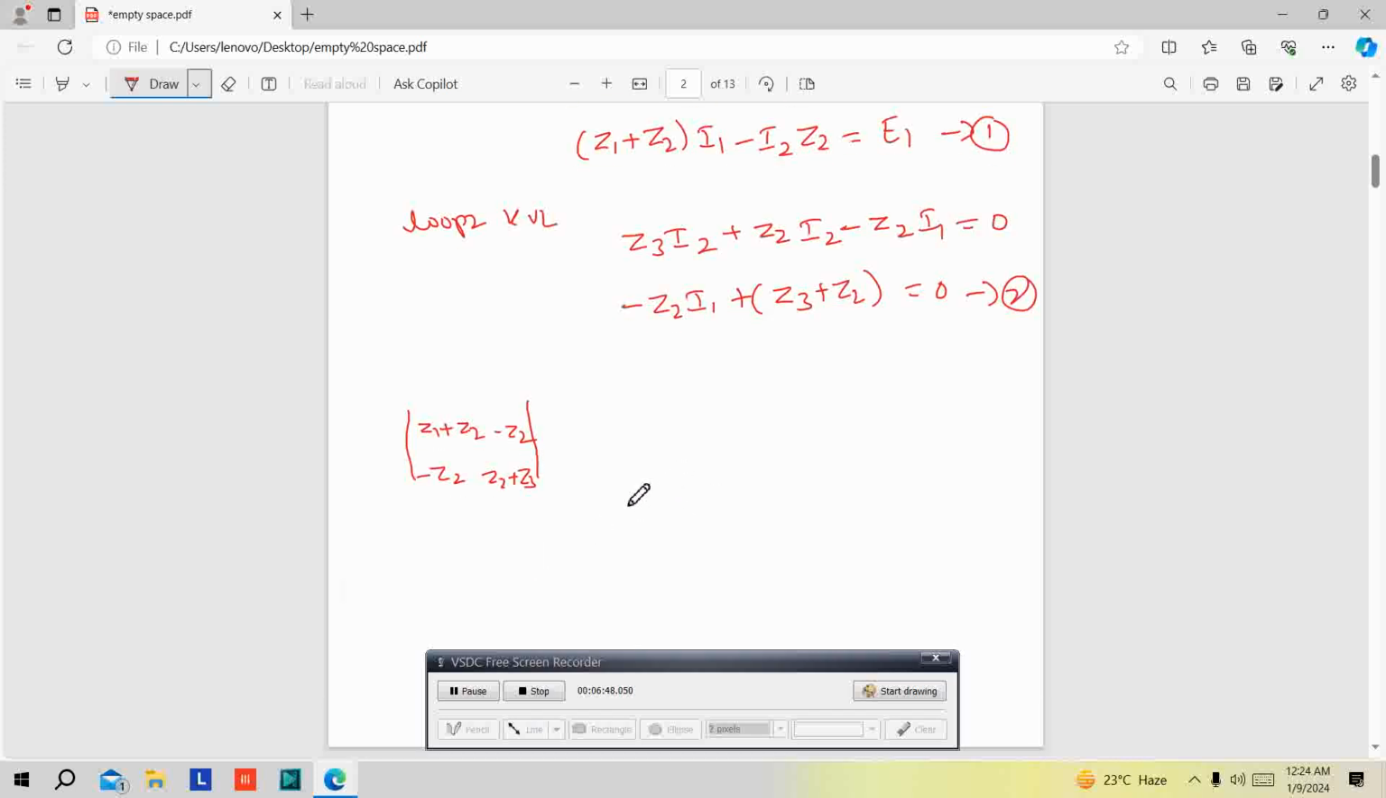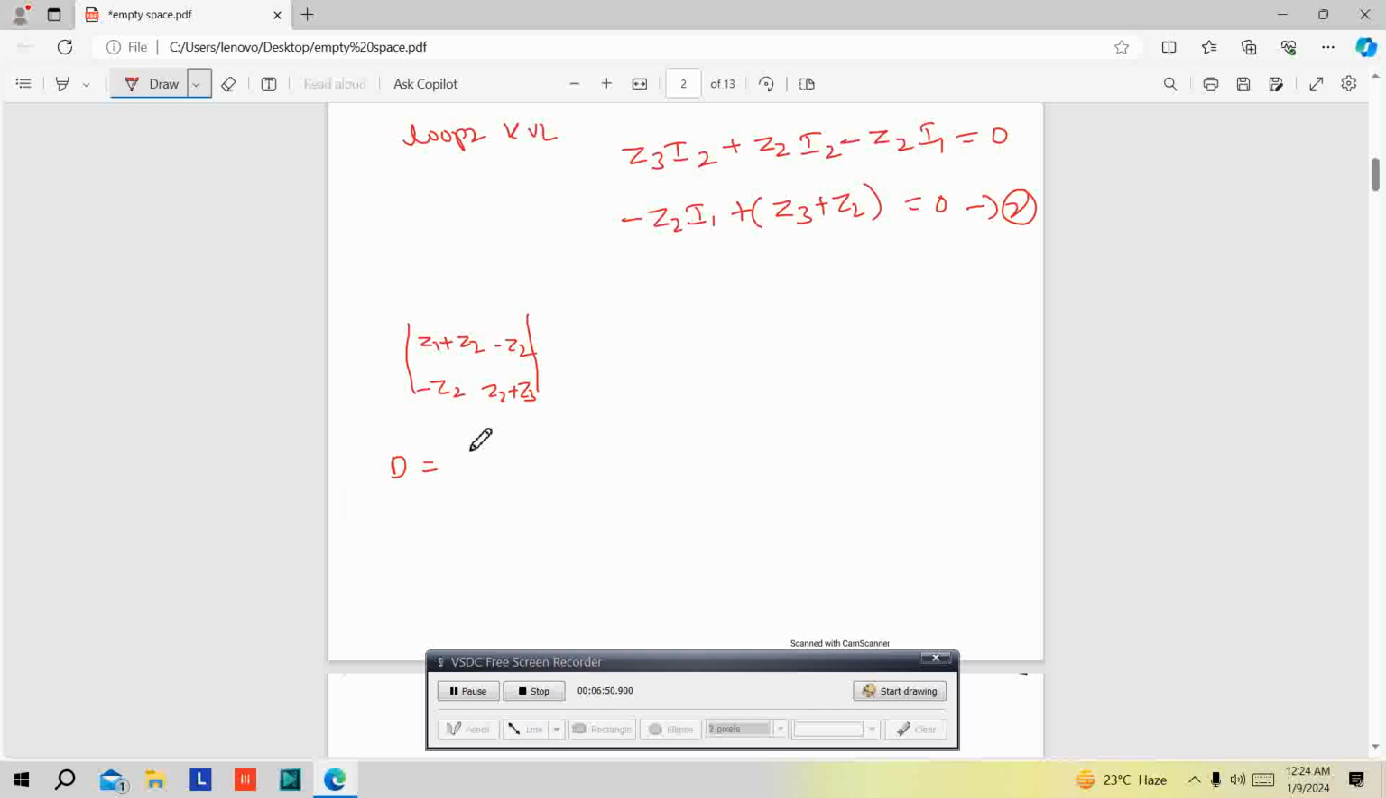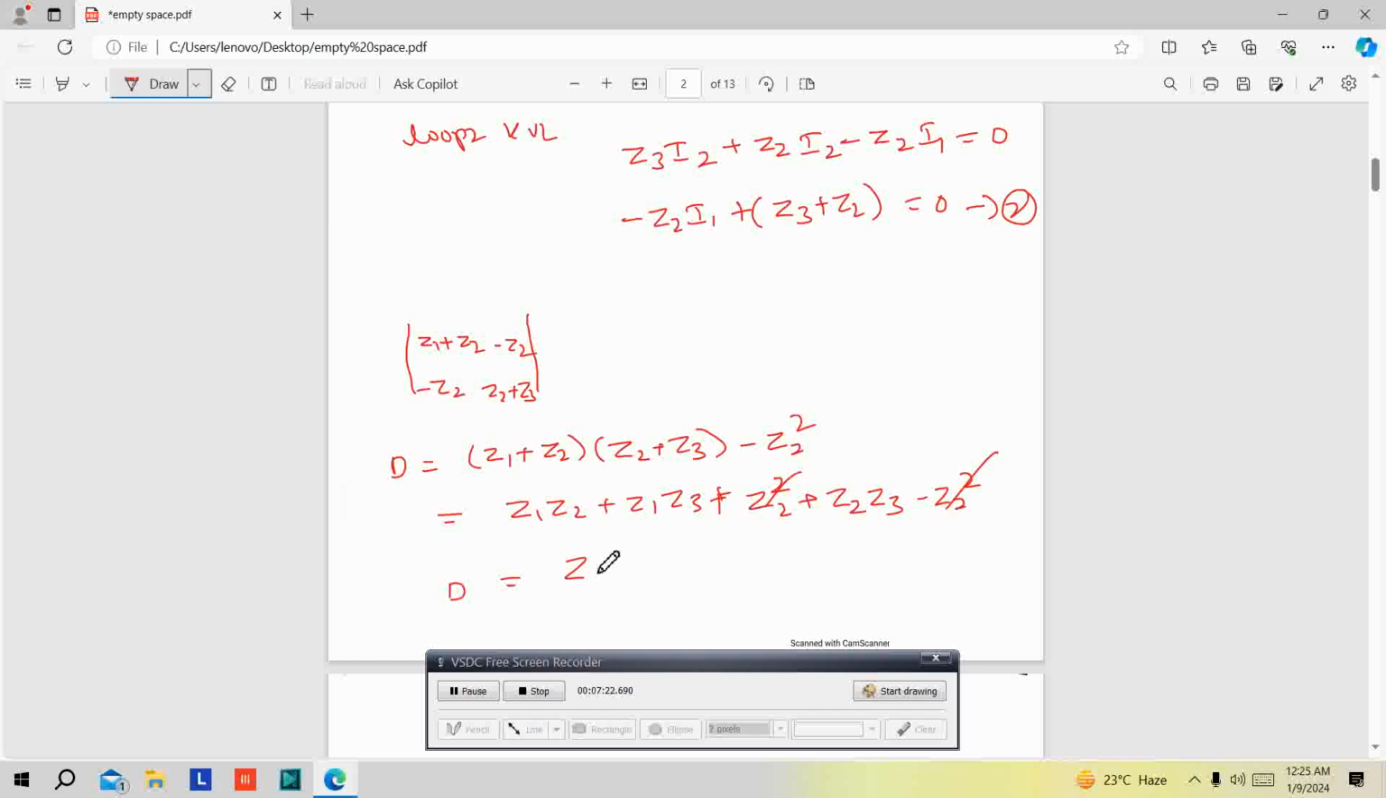Now I'm going to calculate D here. D is Z1 plus Z2 into Z2 plus Z3, minus of minus becomes a plus, minus Z2 square. Open the bracket: Z1 Z2 plus Z1 Z3 plus Z2 square plus Z2 Z3 minus Z2 square. So plus Z2 square and minus Z2 square get cancelled. D becomes Z1 Z2 plus Z1 Z3 plus Z2 Z3.